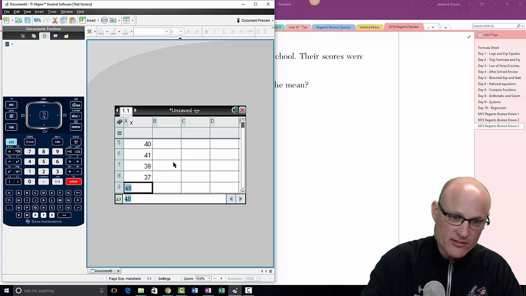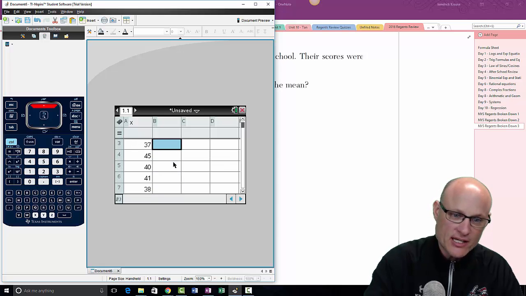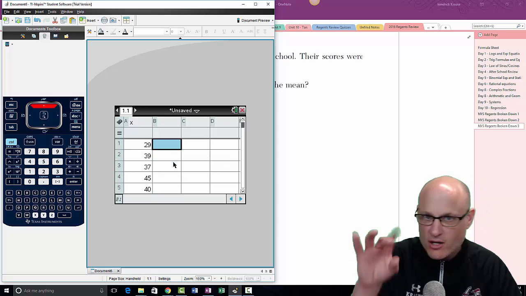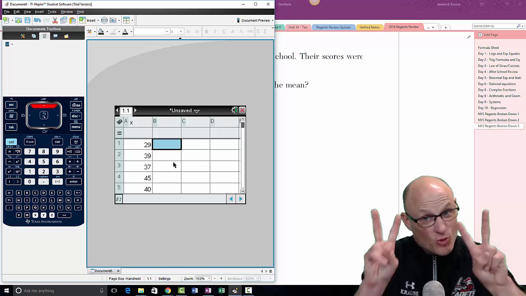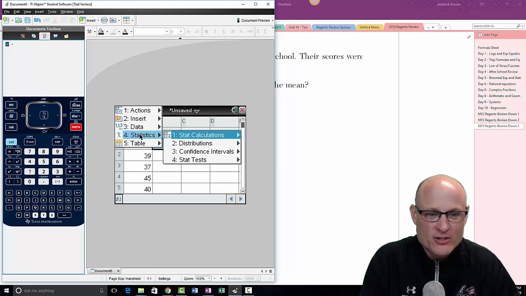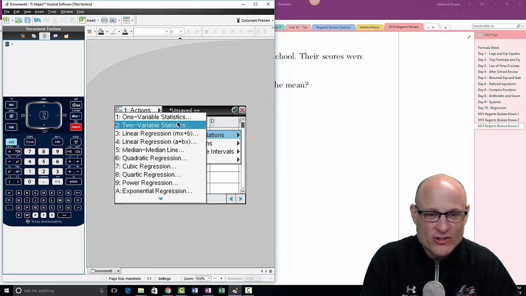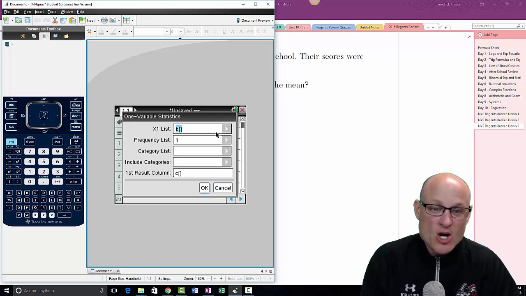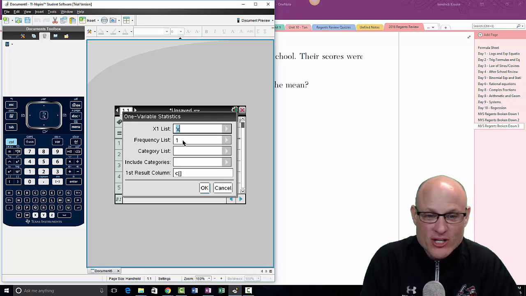And we'll do that 28. Make sure I get the same numbers. But again, it's so easy to make just a dumb mistake, transpose a number wrong, switch it. Please do these problems twice. It's silly to lose credit on these. They're such easy problems. Menu, statistics, stat calculations, one variable statistic. Go in here, selecting X. Notice I'm not going to change the frequency list because it's one list of numbers.